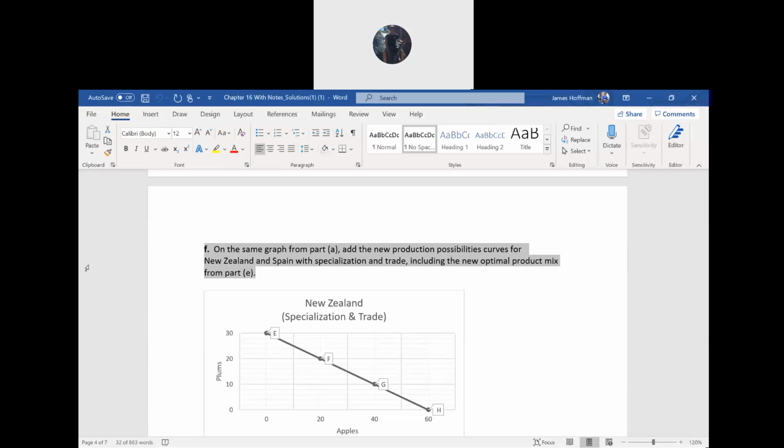So if you're doing this on graphing paper, you can just show the new line on the same graph, or if you're doing it in Excel, you can just draw a new production possibilities curve with specialization and trade, like I did here. So let me show you how to do that. We're going to show the comparison to the original production possibilities curve, with all the points they can possibly get with specialization and trade.